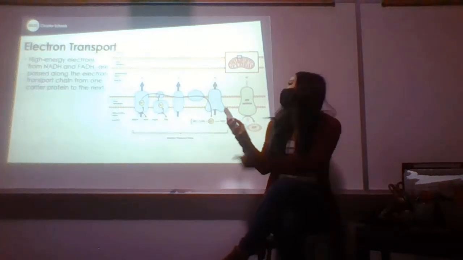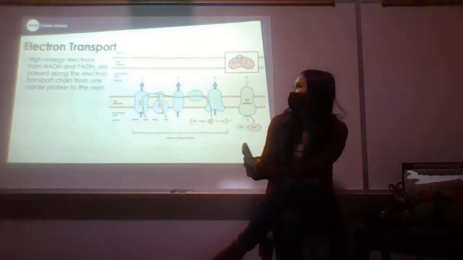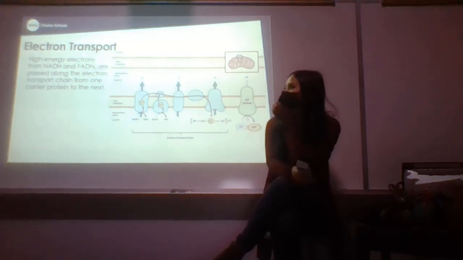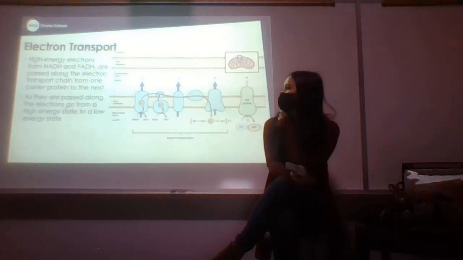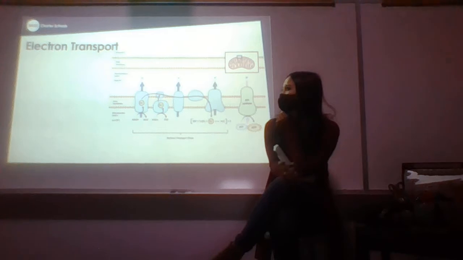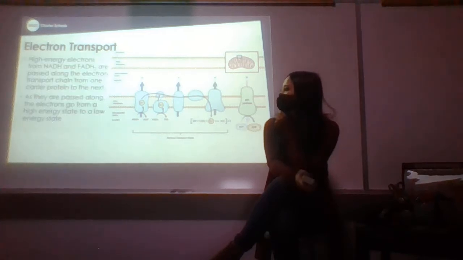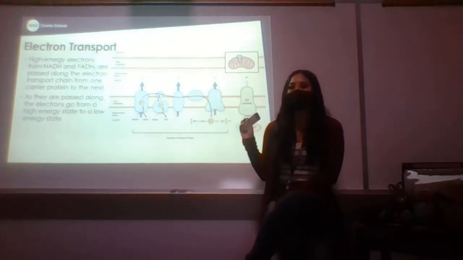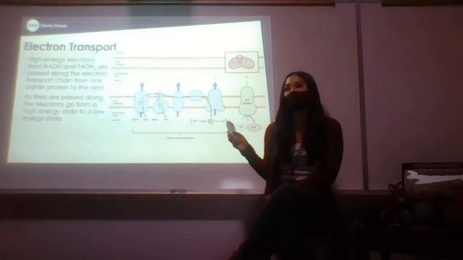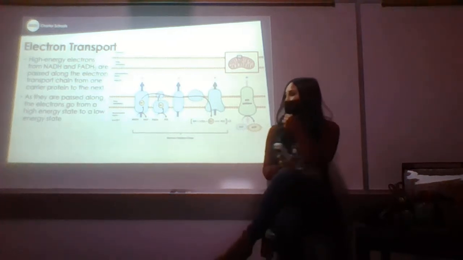Okay, so next thing that happens, those electrons from NADH and FADH2 are passed along the electron transport chain from one carrier protein to the next. As they are passed along, the electrons go from a high energy state to a low energy state. So as they move through this, they lose their energy basically, and the energy is going to be used somewhere else to do something else. I'll tell you what that is.